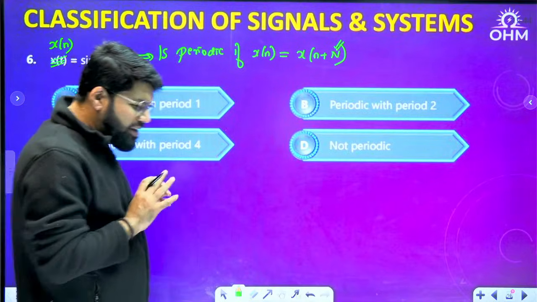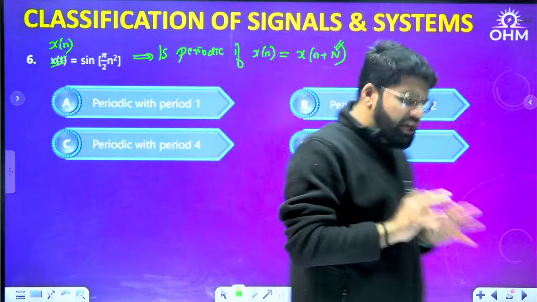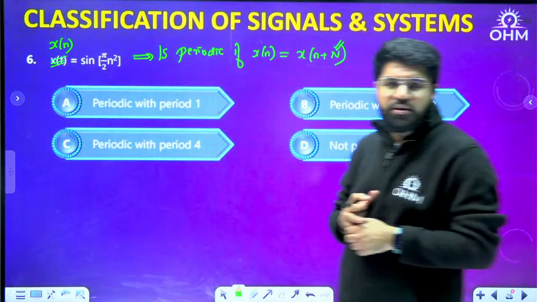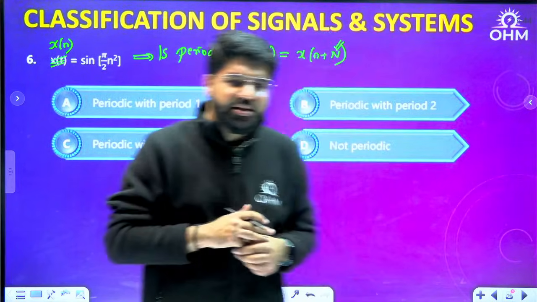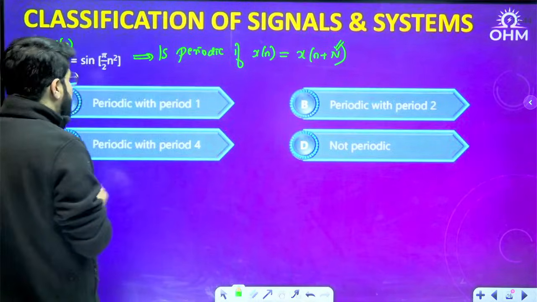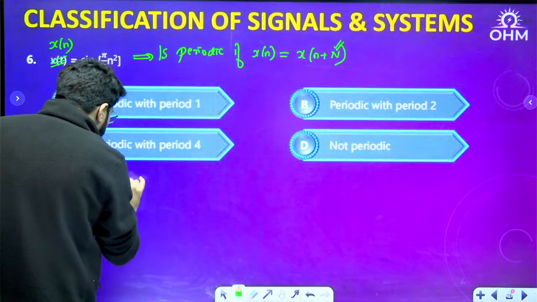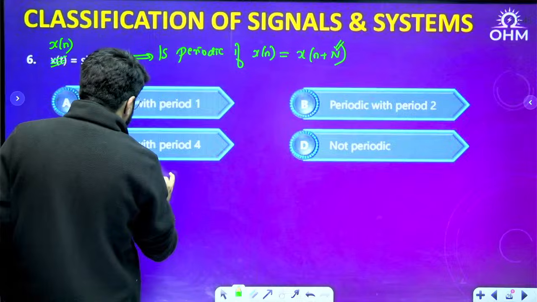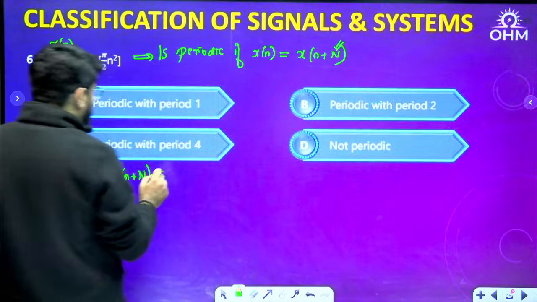So if any new random signal is given, and you want to check whether it is periodic or not, you can simply say x of n should be equal to x of n plus N. Correct. Okay, Ricky, we'll try to plan that. So now see, what is going to be x of n plus N here in general? Then we will substitute some values of N when required. So what is x of n plus N?